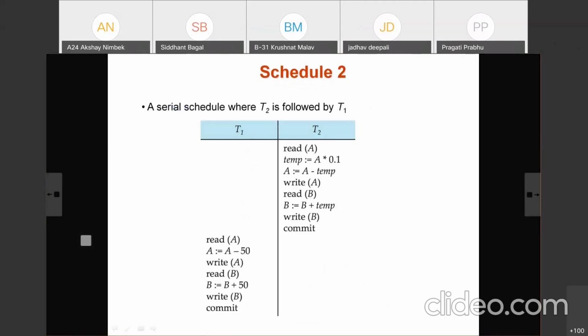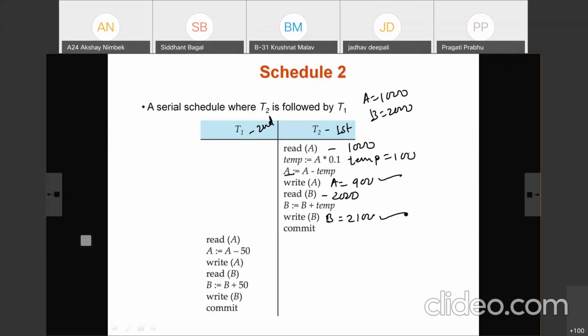Now the next one is the opposite. First we execute transaction T2 and then we execute transaction T1. Again we consider initially A is equal to 1000, B is equal to 2000. It reads the value of A, 1000. Calculate the value of temp, it is 100. Subtract it from A, so A becomes 900. Read the value of B, 2000. Add the temp, so B is equal to 2100.